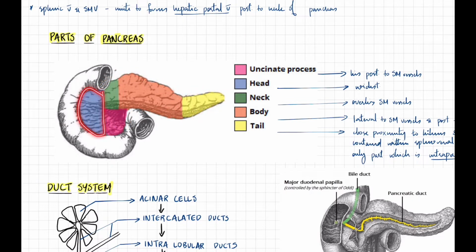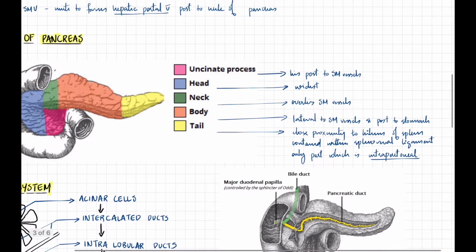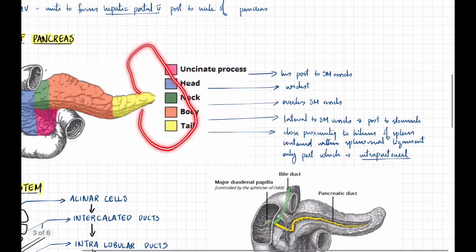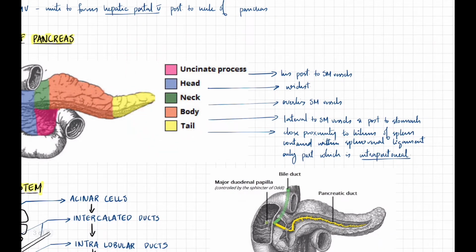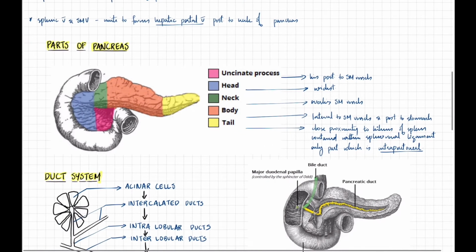Head is the widest part of pancreas. Superior mesenteric vessels, which are formed from the aorta, lie behind the neck of pancreas and go anterior to the uncinate process. Tail, which lies in close proximity to the hilum of spleen, is contained within the splenorenal ligament, which is the only part lying intraperitoneally.